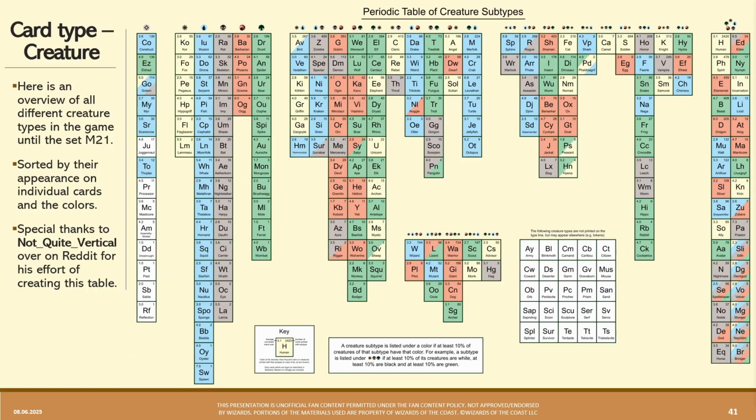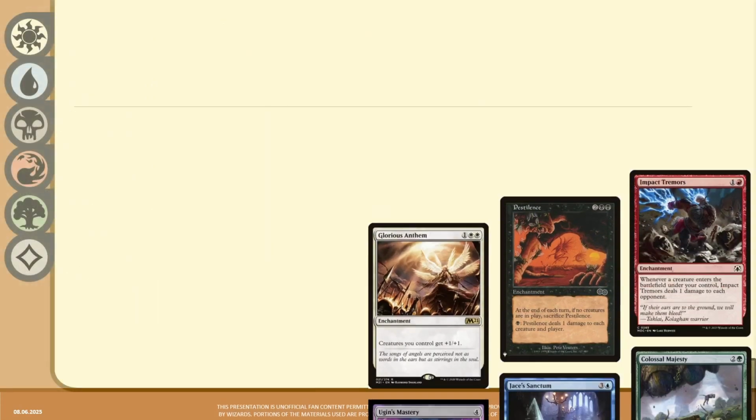Here is an overview of all different creature types in the game until the set M21, sorted by their appearance on individual cards and the colors. Special thanks to Not Quite Vertical over on Reddit for his effort of creating this table. The next type is Enchantment.